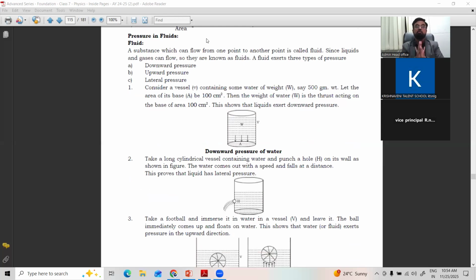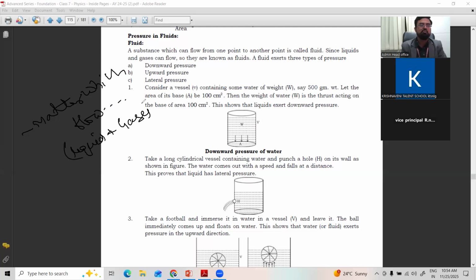Right, now you come to fluids. What are fluids? Fluids are nothing but matter which flows. Matter which flows is called fluid. Both liquids and gases together are called fluids.